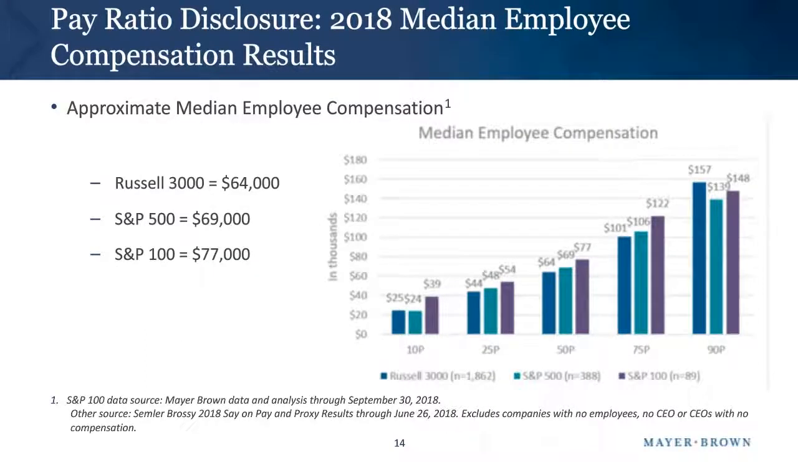For the median employee compensation, there's not a lot of variation across the three indices at each point along the range. The median for the three indices has ranged from approximately $64,000 to $77,000.